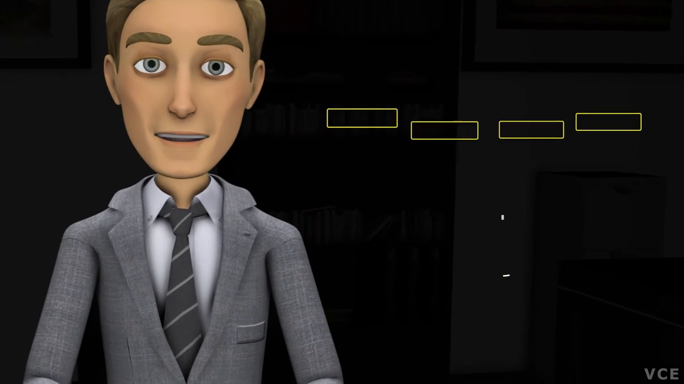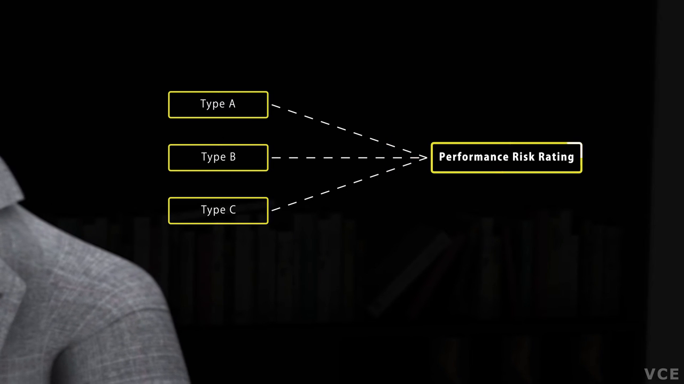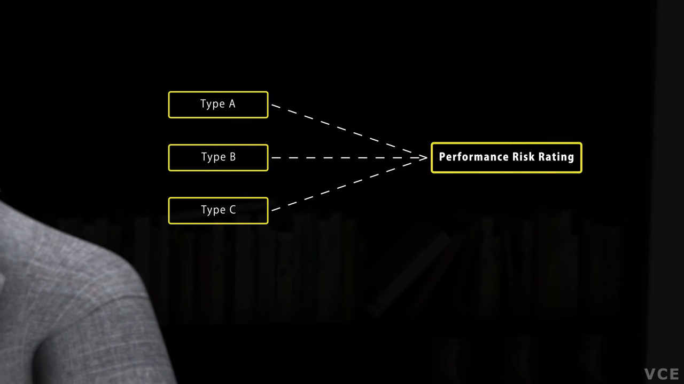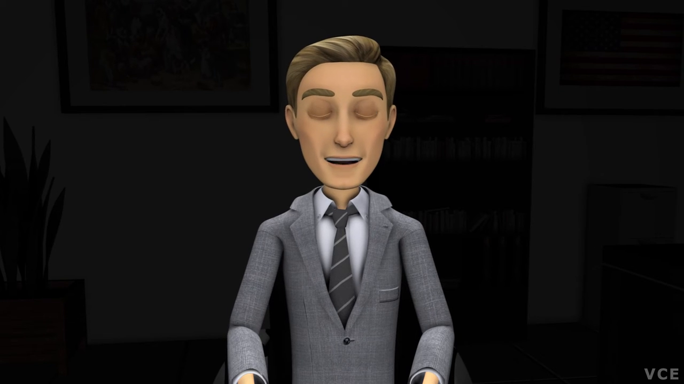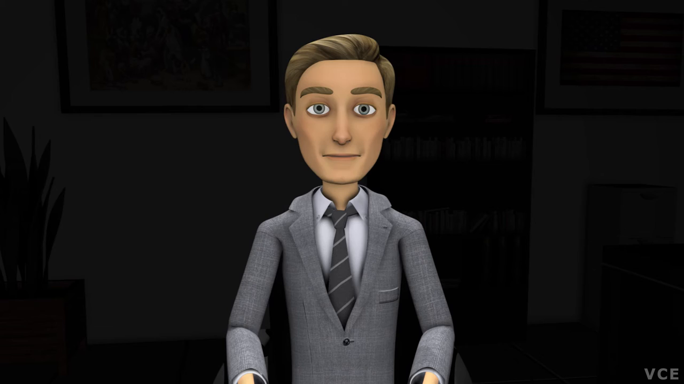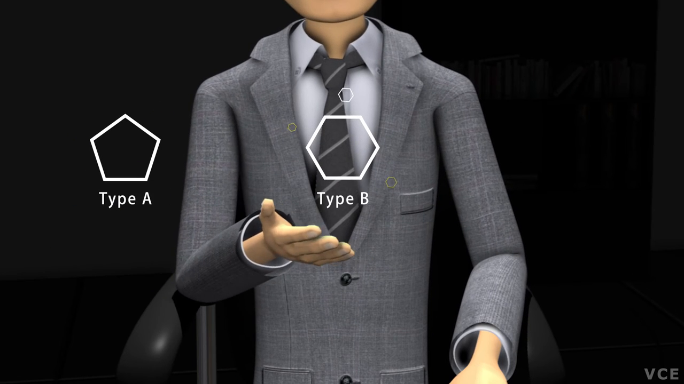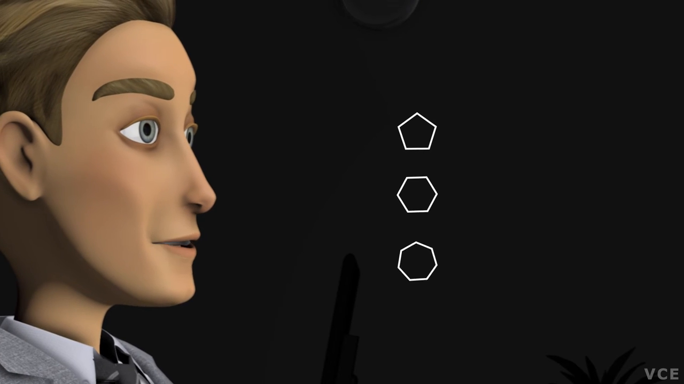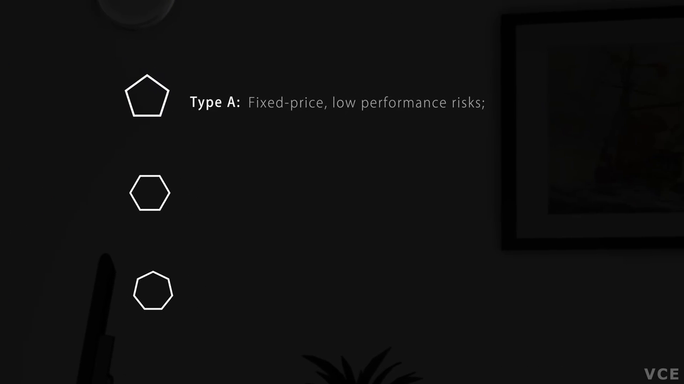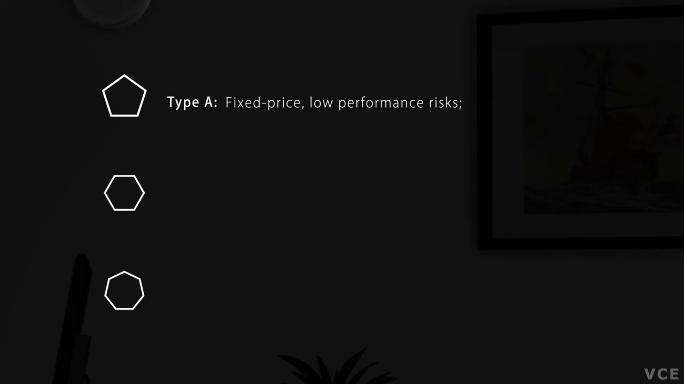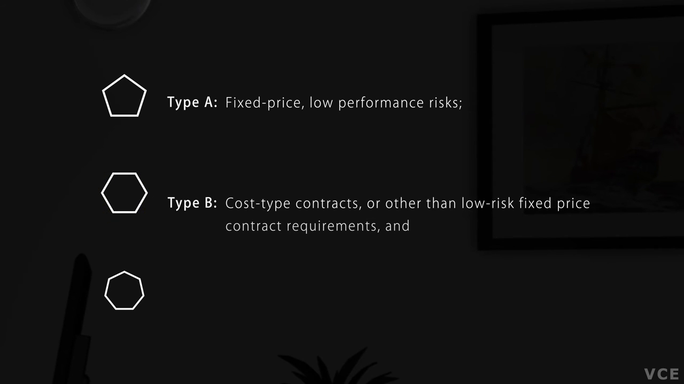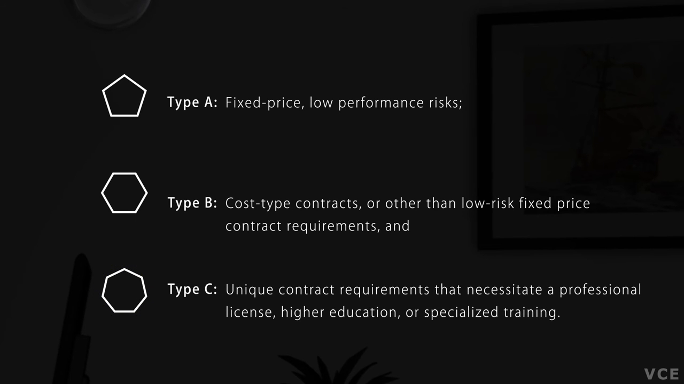The standard is a contract-based, progressive three-tiered system linked to performance risk rating determined by the requiring activity. The contract rating and COR type go hand in hand and are type A, type B, or type C. The types are: type A, fixed price, low performance risks; type B, cost type contracts or other than low risk fixed price contract requirements; and type C, unique contract requirements that necessitate a professional license, higher education, or specialized training.